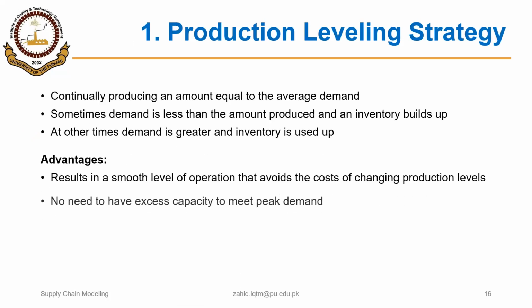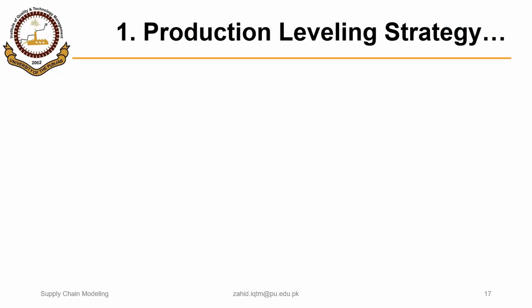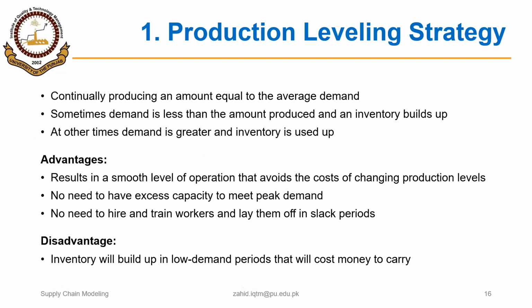So first we will discuss production leveling strategy. Continually producing an amount equal to the average demand. So we decide a quantity based on generally the annual plan, and we produce that quantity on average. Now this average could be on a monthly basis or on a daily basis, but we are producing roughly the same quantity every day.